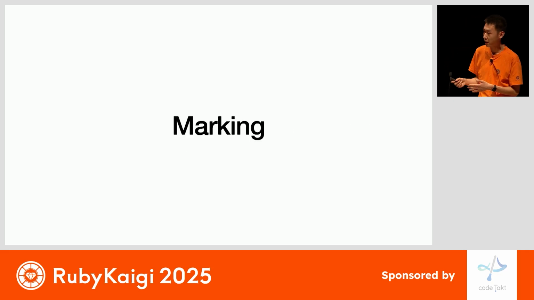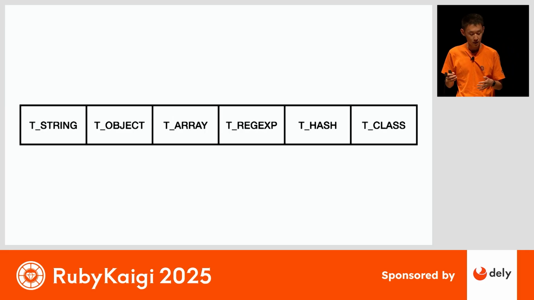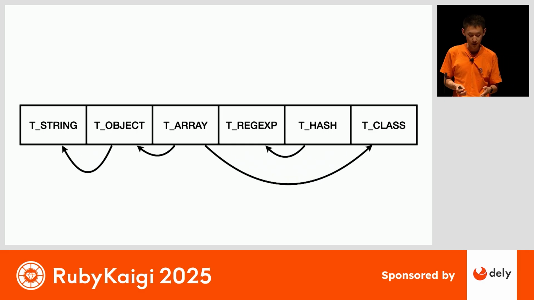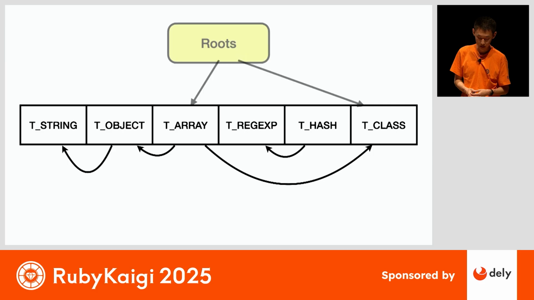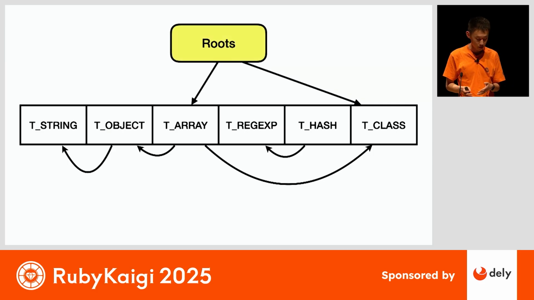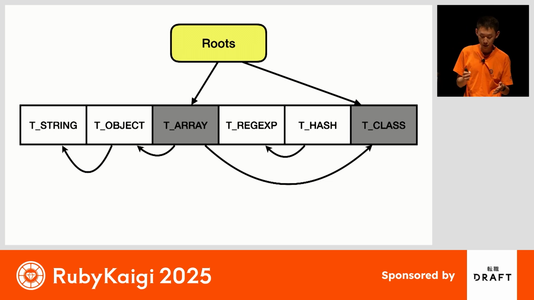So now I'll show the marking phase using an example. So here we have an example heap from the previous example. And let's add object references here, where arrows indicate that a particular object refers to another object. And we have the root objects here, which include things like constants and Ruby objects on the stack. So we start marking from the roots, and the objects that have been marked but not yet traversed are marked gray.